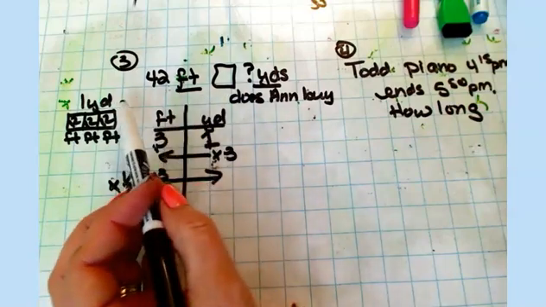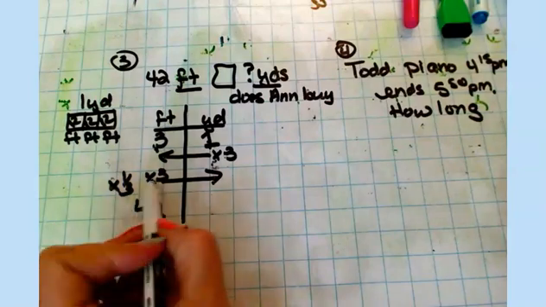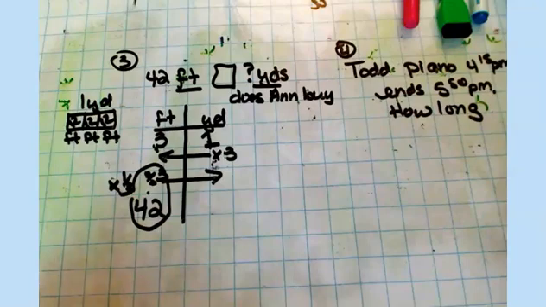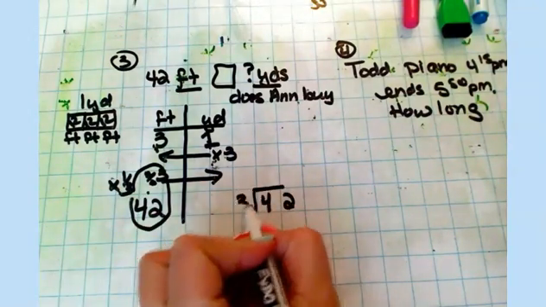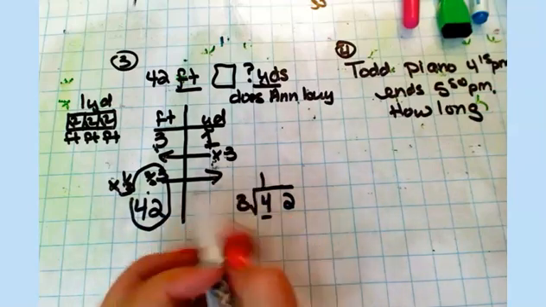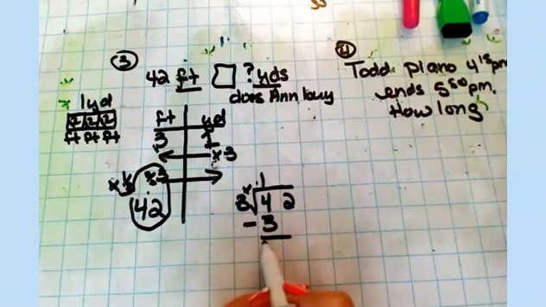So what do I have up here? I have 42 feet. So I'm going to put that in my chart. And I know the operation that I use would be dividing by 3. So that's where you're going to have to use your division strategies. So how many 3's can I take out of 4? 1. 1 times 3 is 3. 4 take away 3 is 1.